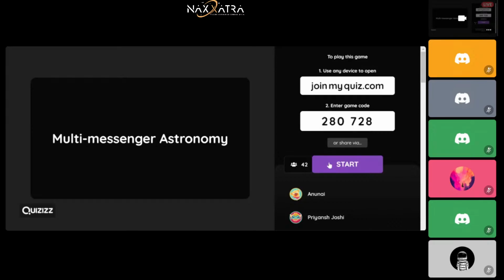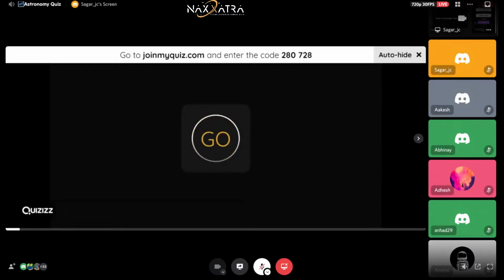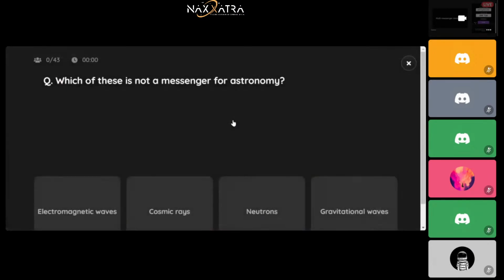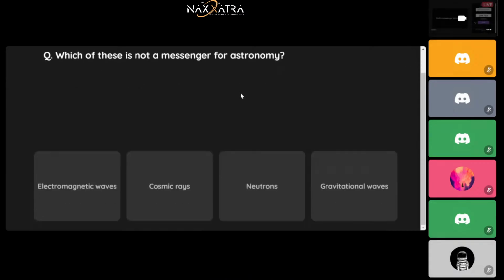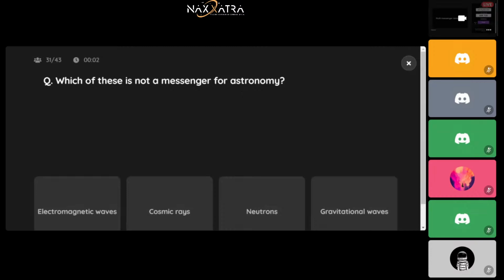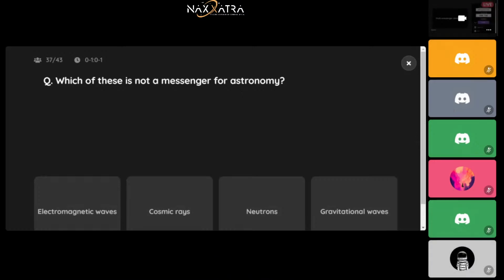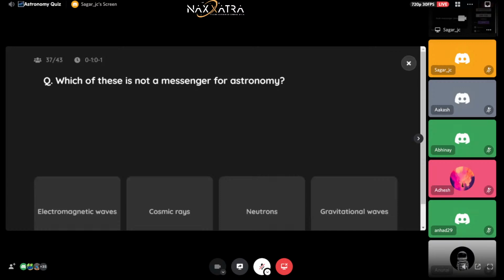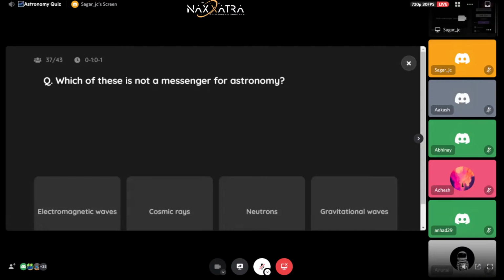The first question: which of these is not a messenger for astronomy? Electromagnetic waves, cosmic rays, neutrons, gravitational waves. The answer is neutrons. Why neutrons? Because neutrons are not actually messengers, as free neutrons decay to a proton and electron. Rather, the neutrino is the left out messenger here.